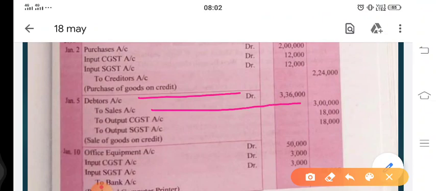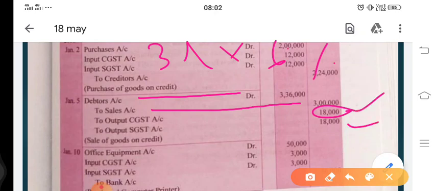Now, when we are selling goods, we definitely are collecting CGST and SGST from the debtor for the government. Now, how much are we collecting? 18,000 each. And I guess you people have understood that 6% of 3 lakh will be 18,000. That is why 18,000 for CGST and 18,000 for SGST. Now the total amount will be 3,36,000: 3 lakh for sales, 18,000 for CGST and 18,000 for SGST.